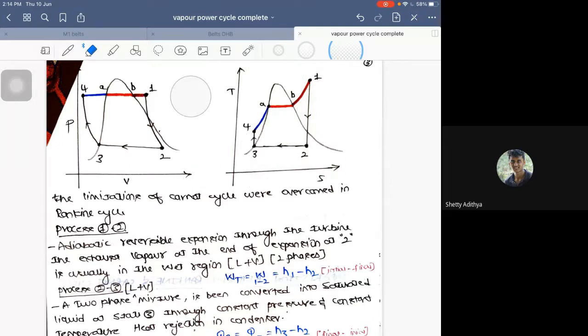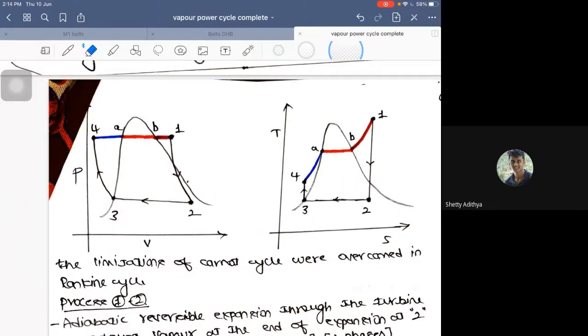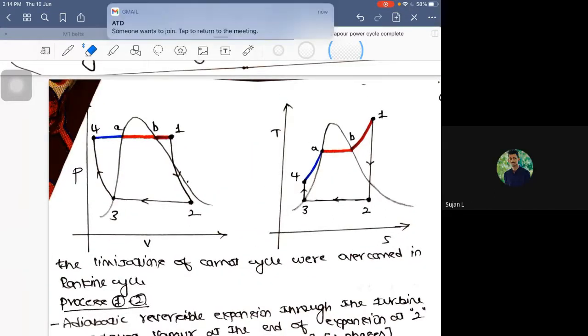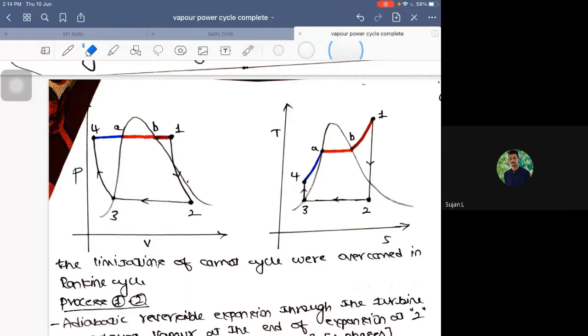Okay, shall we have a quick revision of these concepts? Yes, sir. All of you be ready. So let us see who answers it first. What is the work obtained by the pump? Pumping work. How do you calculate pumping work? H3 minus H4. Very good. So how do you calculate heat added in the boiler?